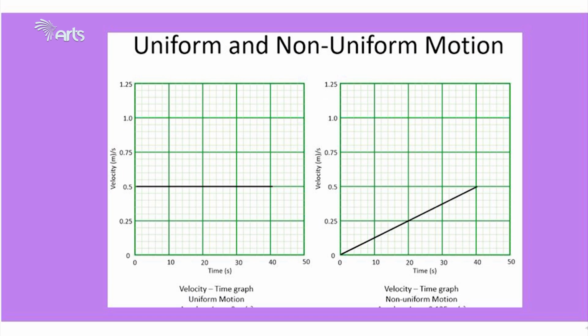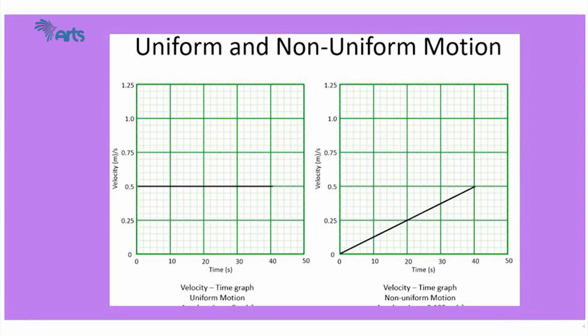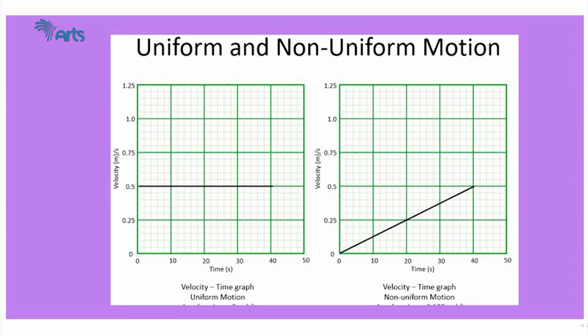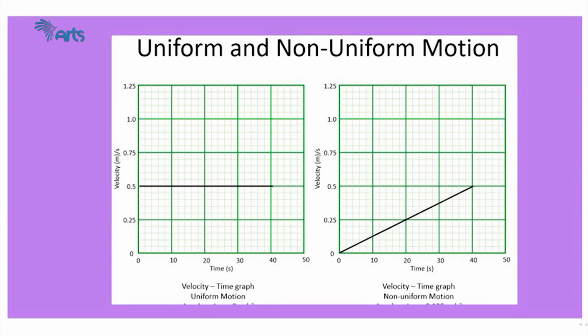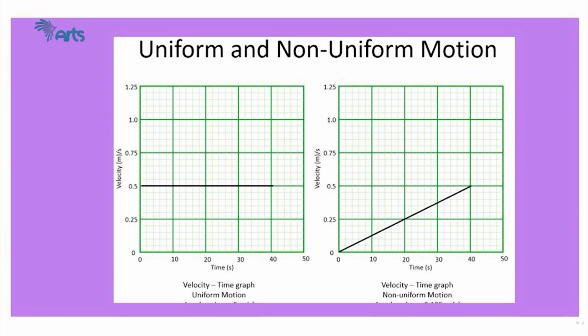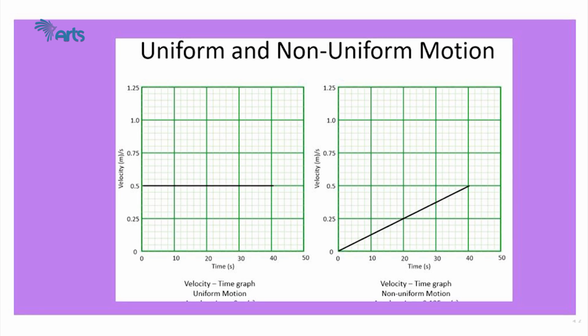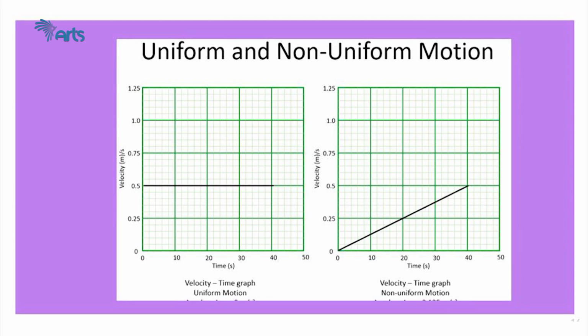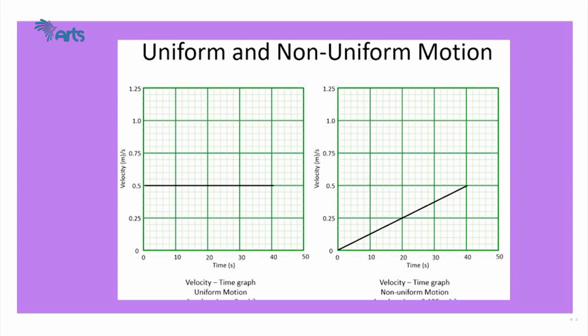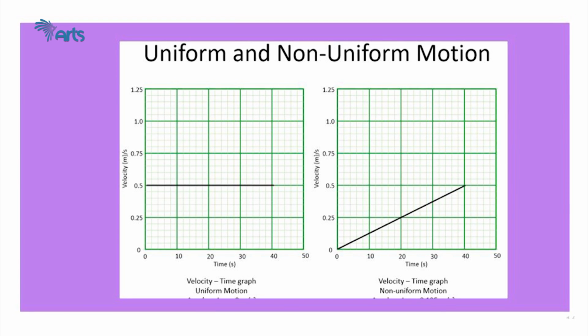And the second graph is the speed versus time graph. In this case, since we have a constant speed in a straight line, the speed versus time graph will be a line which is parallel to the time line. And the area enclosed by this speed versus time graph will give you the distance covered by that object during the specified time.